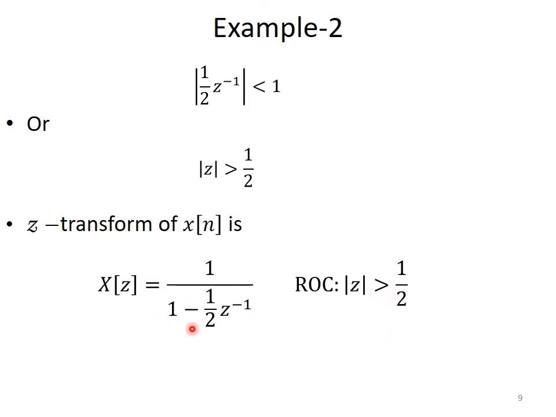So this series converges for all values of z as long as the magnitude of z is greater than 1 upon 2, or 0.5. Whenever the magnitude of z is greater than 0.5, this series would converge. Otherwise, you can see when z is 0.5, this would be 1, and 1 upon 0 would be infinity. So the magnitude of z should be greater than 1 upon 2. This is the region of convergence for this sequence.